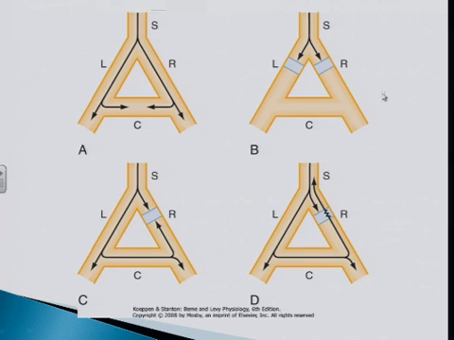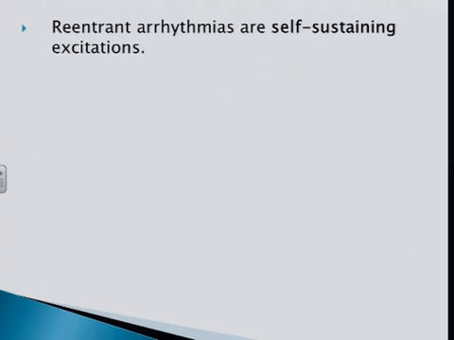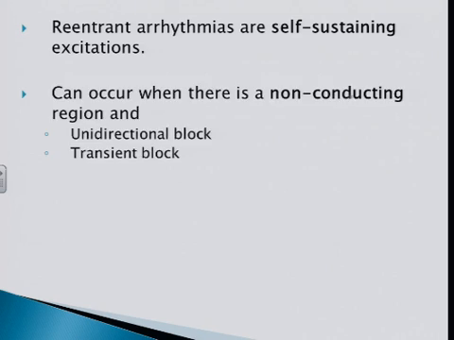So the same sort of event then occurs here. You come down, it can't go through this way. It goes through this way just fine, and you get reentrant block. So unidirectional block, and the delay is allowing the tissue to recover sufficiently, are the conditions for reentrant arrhythmias. These reentrant arrhythmias are self-sustaining. Once they get going, there's nothing really to stop them, except for maybe, if you're lucky, the next heartbeat coming down from the sinus node.